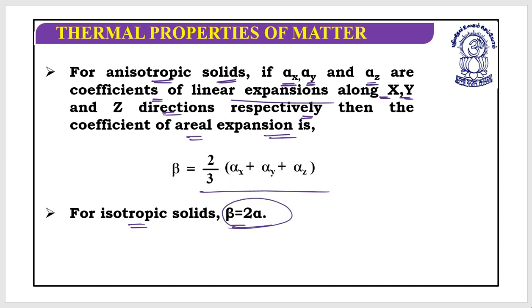And for isotropic solids, this beta should be equal to twice of alpha. I hope this is clear. Is it? Now let's look at certain quick questions.